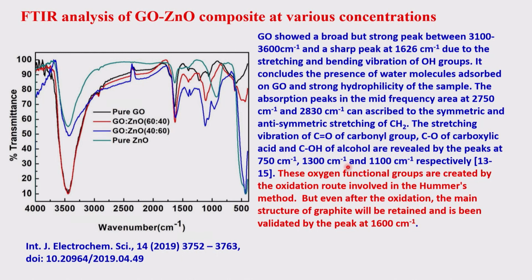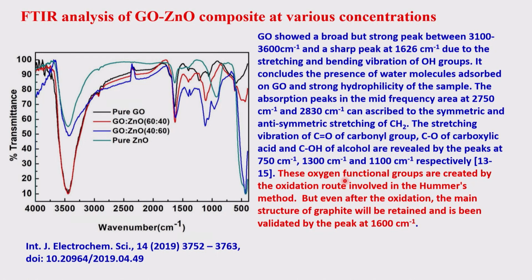So these oxygen functional groups are created by the oxidation route involved in the Hummer's method. But even after oxidation, the main structure of the graphite will be retained, and this can be checked from the graphene bands. The graphene bands are there. I will explain in another example. So the graphene bands can also be cross-checked. You have the bands coming from the organic moiety, the functionalization that has taken place on graphene, and the original graphene moiety where the characteristic bands are. Of course, much more characteristic features will come in Raman spectroscopy for the graphene structural features to be evaluated.